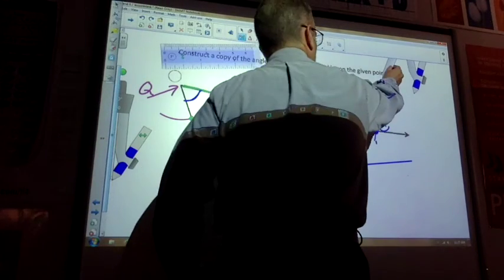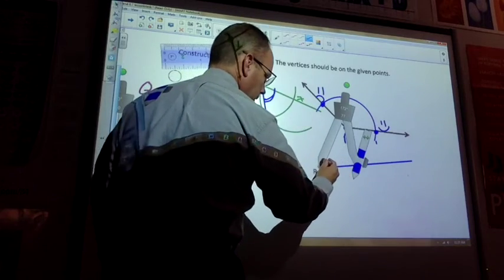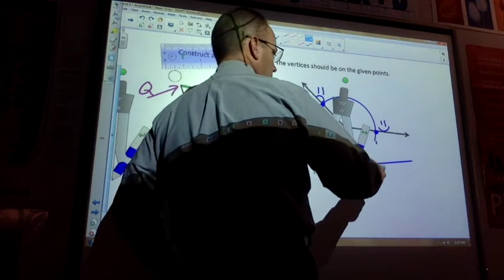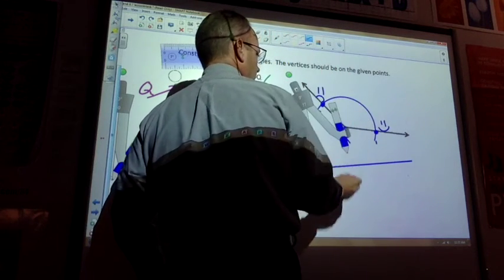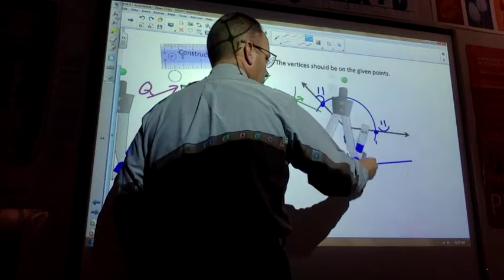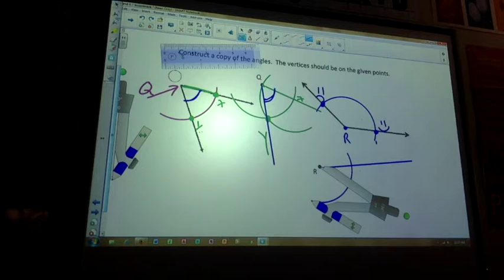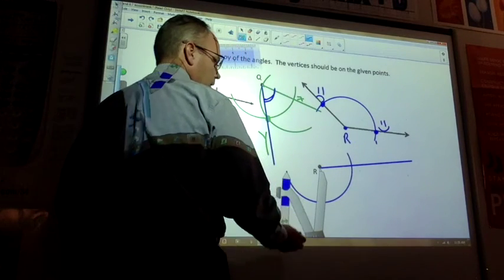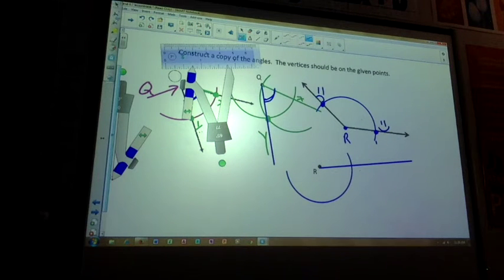I'm going to bring my compass down here. I'm going to put my pointy end on R, and then what I'm going to do is I'm going to swing kind of a big arc. Okay? How big? I don't know. It might have to be bigger than that. Maybe. So I have a big arc swung.